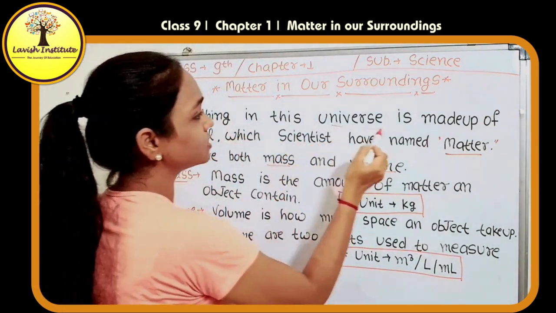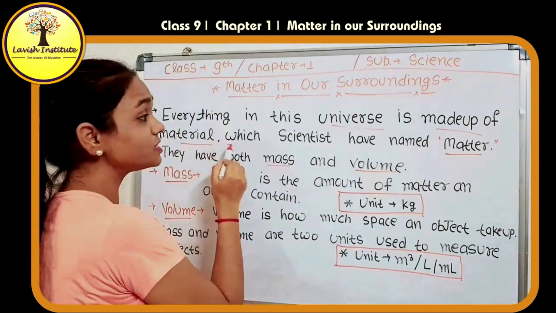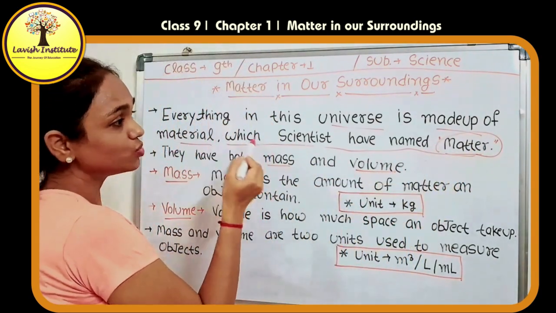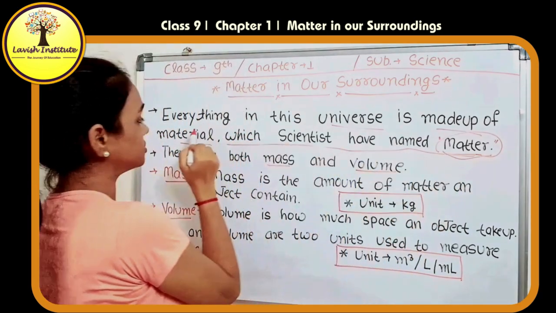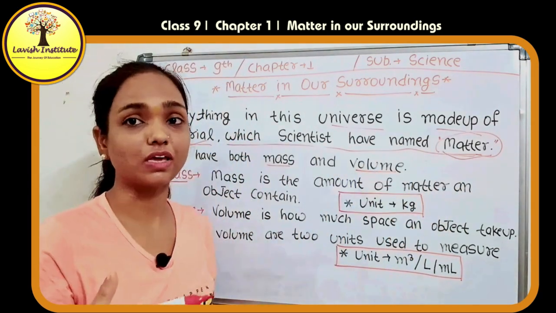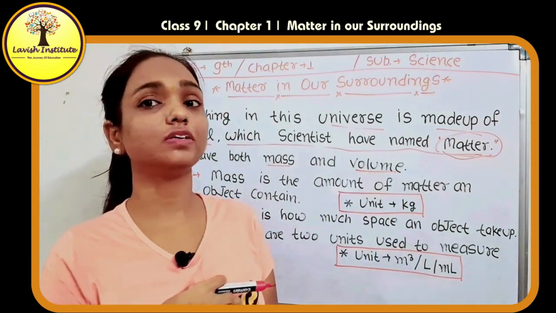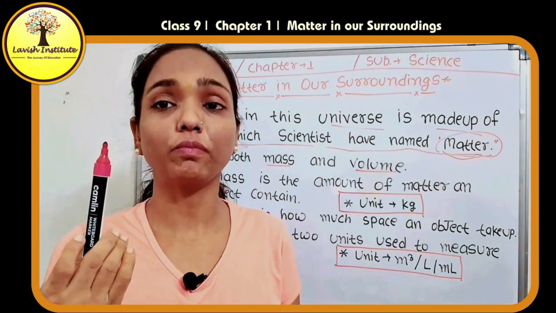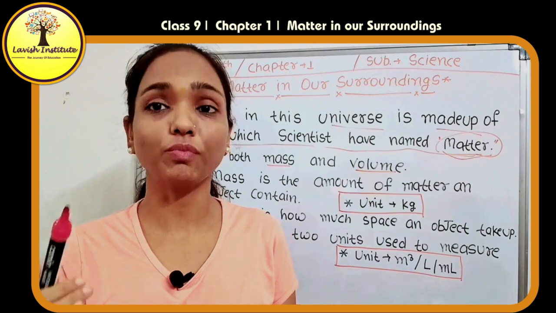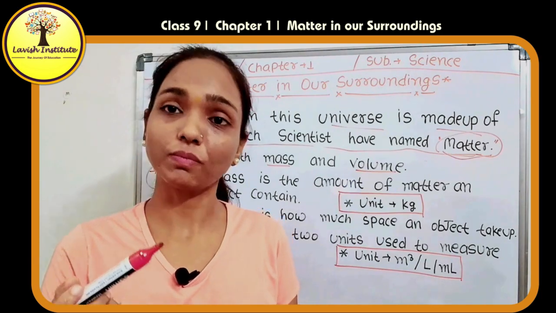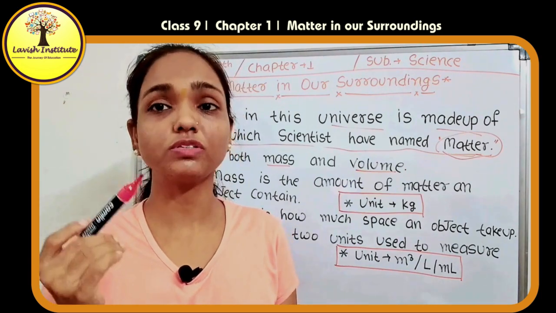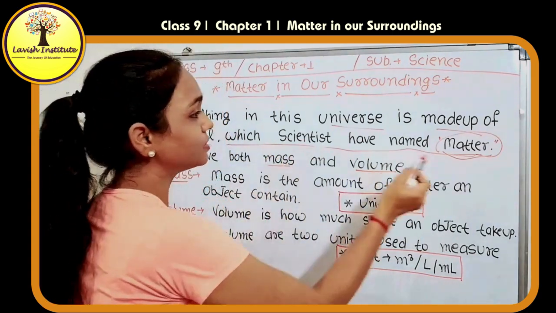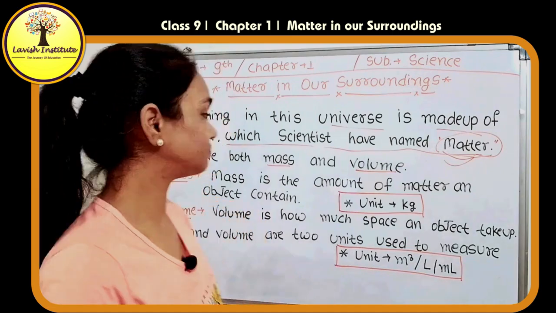Everything in this universe is made up of material, which scientists have named matter. So we can use the word matter instead of material. We can say that everything in this world, everything in this universe is made up of matter. This pen is made up of matter. A table is made up of matter. Our body is made up of matter. So we can use the word matter instead of material because scientists have named it matter, okay.